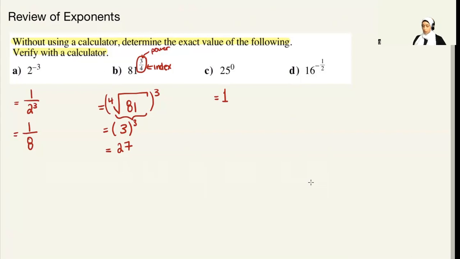Now, again, we can get rid of that negative by going 1 over 16 to the power of 1 over 2. And then this fractional exponent, or this quotient exponent, we can write as a radical. So we can go 1 over the square root of 16, all to the power of 1. And the square root of 16 is just 4, so 1 over 4. And that is our answer.